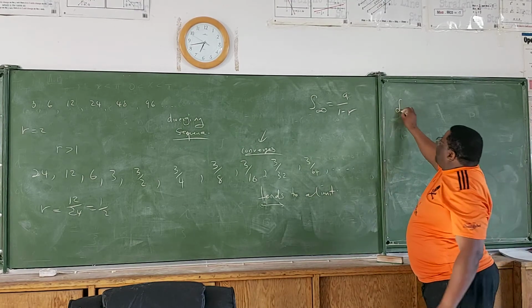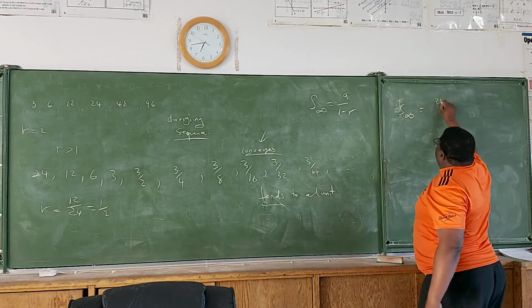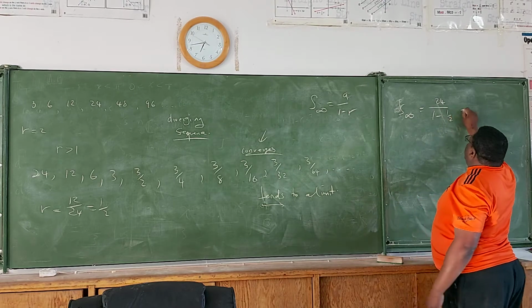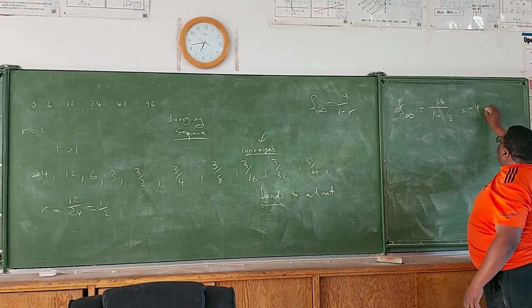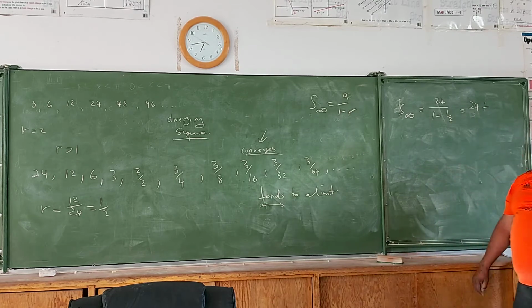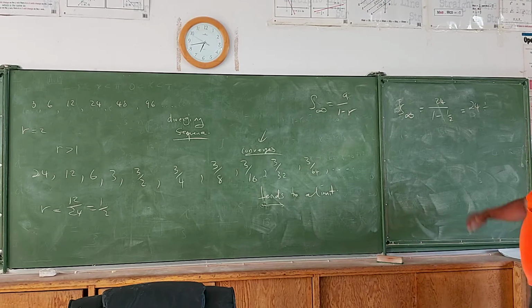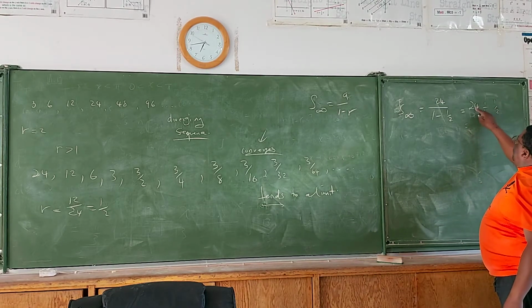So we have the sum to infinity where a is the first term, 24, and 1 minus r being a half. You can calculate that. So this is going to be 24 divided by 1 minus a half, which is a half. 24 times 2 is 48.